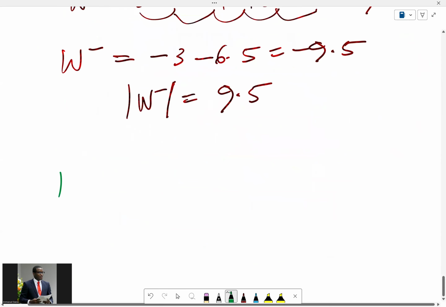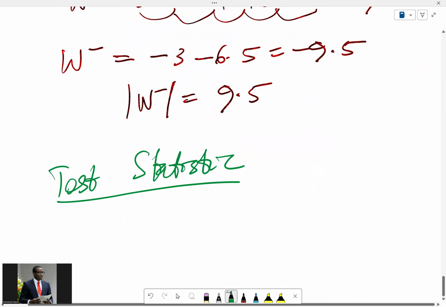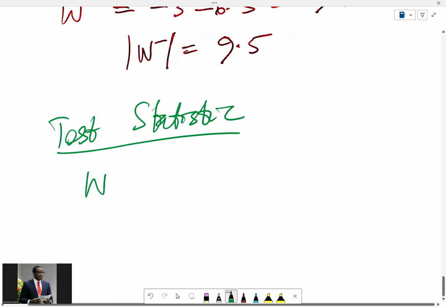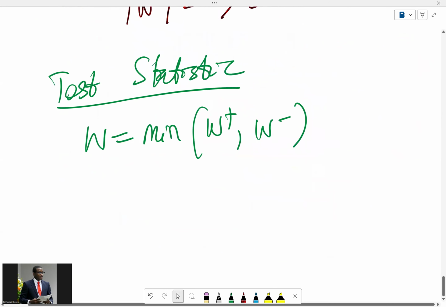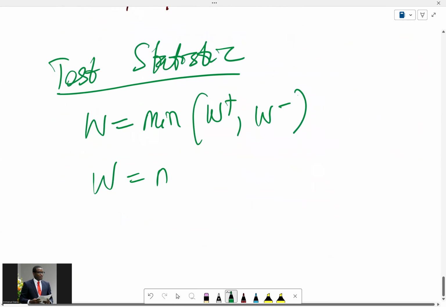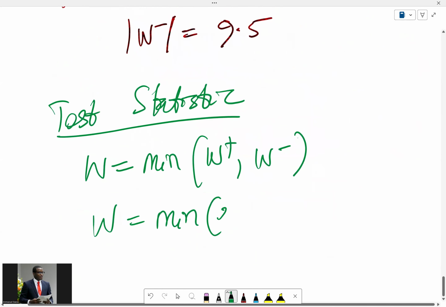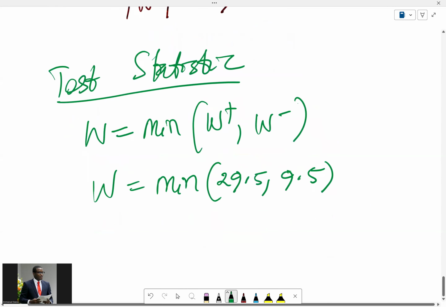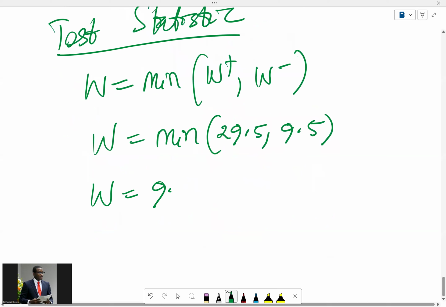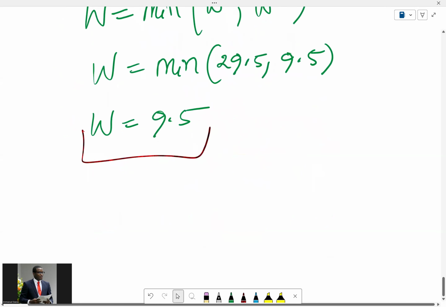So we go for the test statistic. Just like we saw previously, the test statistic W is going to be the minimum of the sum of positive ranks and the sum of negative ranks. So W equals the minimum of either 29.5 or 9.5 itself. Of course, the minimum is clearly 9.5. So 9.5 becomes our test statistic.